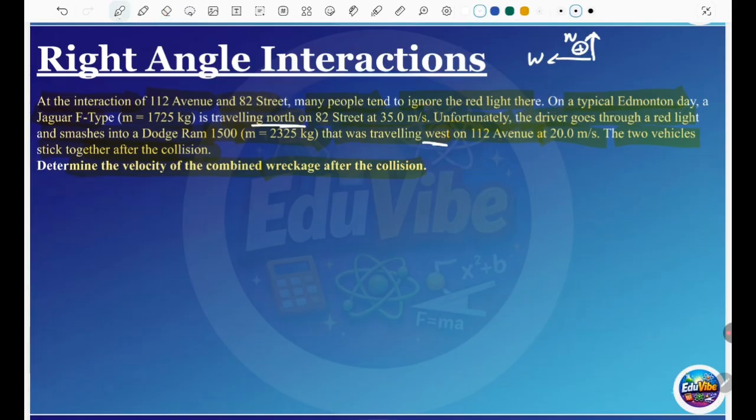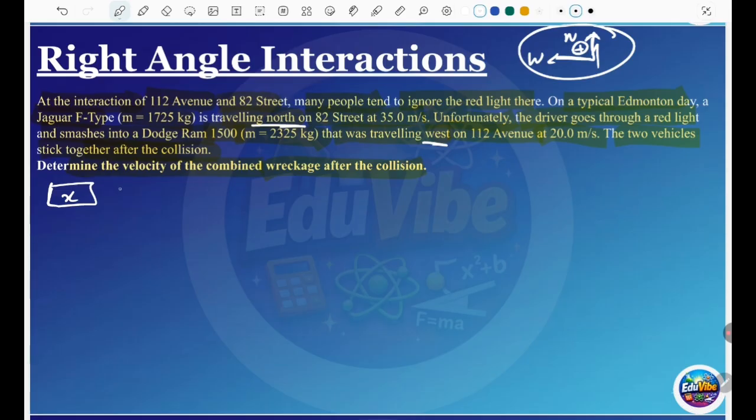So we have two masses, and both have different velocities and different masses. We have an x component and a y component, so we have to cover both. We measure first the x component, then the y component. So firstly we'll start with the x component.